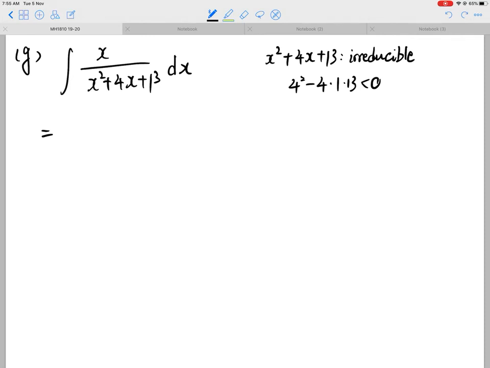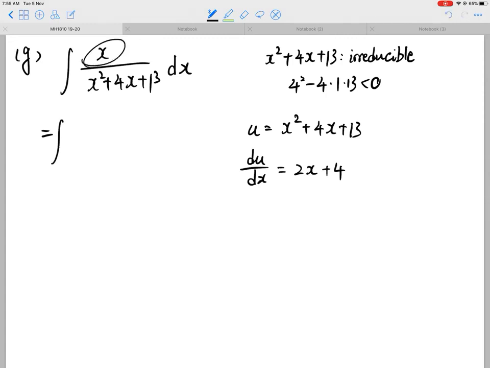Alright, so let's see what we can do. If we use the substitution method, du over dx is going to be 2x plus 4. So I hope my numerator is 2x plus 4. But now it's not 2x plus 4, it's just x. So I can make it a multiple of 2x plus 4 by using x plus 2 and then minus 2.